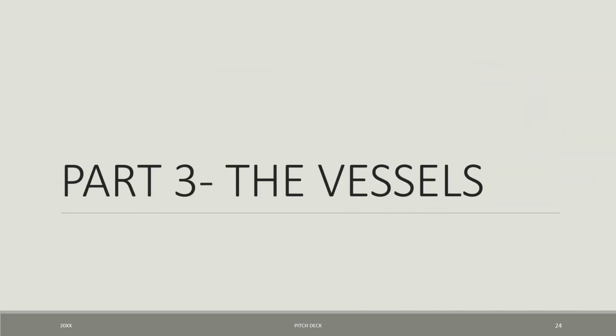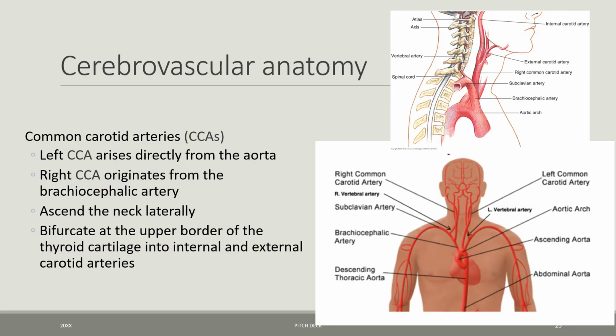Part 3. Now we're going to take a look at the individual vessels of different parts of the body. Our cerebrovascular anatomy, cerebro for brain, vascular for vessels, really starts at our common carotids. Now we talked about our aorta and how that was the A, and we said that we have the brachiocephalic on the right, but then we have the left carotid on the left and then the left subclavian.